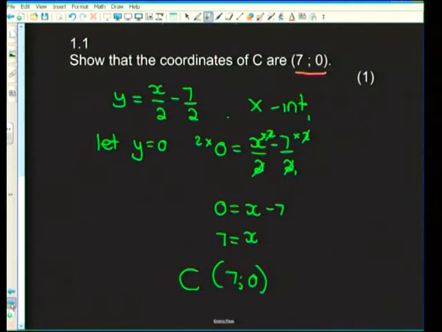Now, this is just for the sake of examinations. If for whatever reason you could not do this question, but you could do the next one and the next one, whatever you do, don't stop working. So what I'm telling you to do now is, if they've said to you, show that C is the coordinate 7, 0, then all you would do, if you couldn't do it, you'd say, assuming C is 7, 0, and you'd keep going. Right, so let's see what they're going to ask us next.